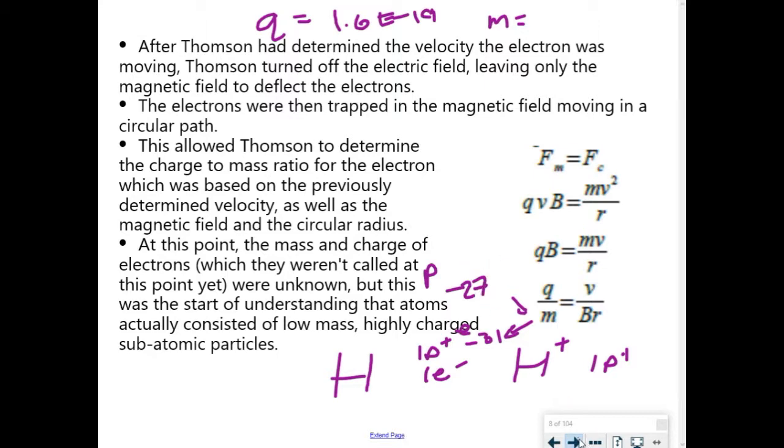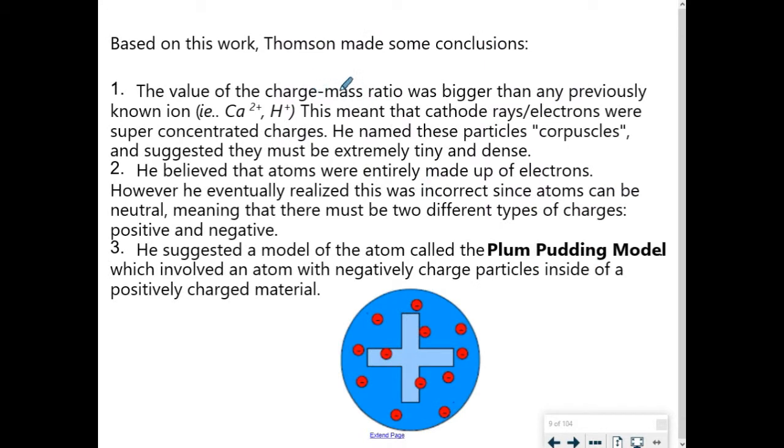And that's what I've got on this next slide right here, basically, is that he realized that his charge to mass ratio was so much different than anything he'd ever discovered before for ions like hydrogen or calcium that they must have been super concentrated. He realized that there must be something even smaller than an atom. If an atom would be the periodic table, he realized there must be something smaller than even that.